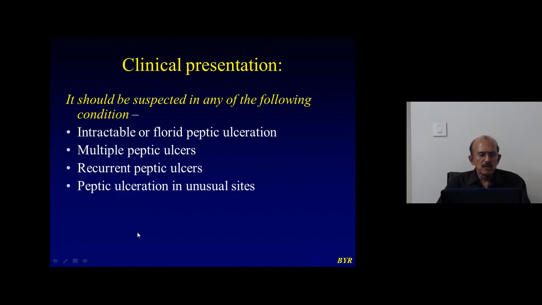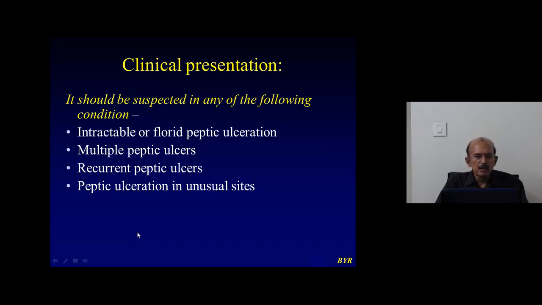So it is very unusual for a peptic ulcer to develop there, because in the second part of the duodenum there is the papilla of Vater and the accessory papilla of Vater. Through them, the pancreatic secretions will be poured into the duodenum. The pancreatic secretions are all completely alkaline. So any acid coming from the stomach will be neutralized by these alkaline secretions. So peptic ulceration is unusual in the second part of the duodenum.